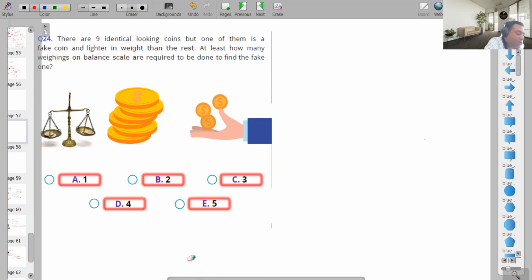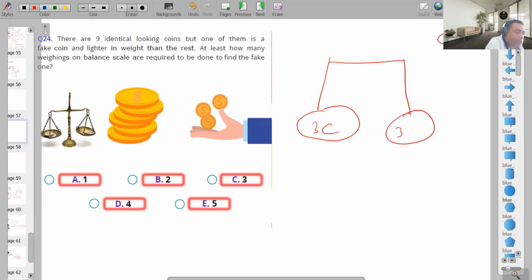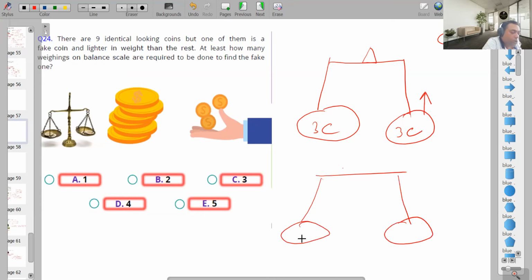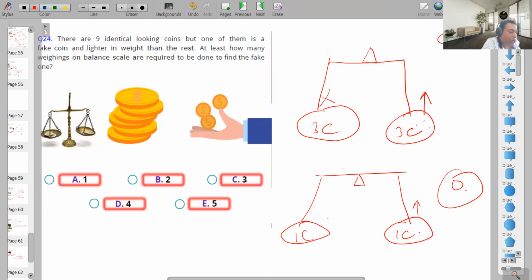Now let's look at a 3 coin scenario. You leave out 3 coins and you take 3 coins on each side. Let's say this side is lighter. Then you take 2 coins from it, leaving one coin aside, because the other side is not required now. You put 1 coin each. If this one is lighter or this one is lighter, that one will be the fake coin. If these 2 are equal, then the one set aside is the fake coin. So in 2 weighings only you are able to find this.